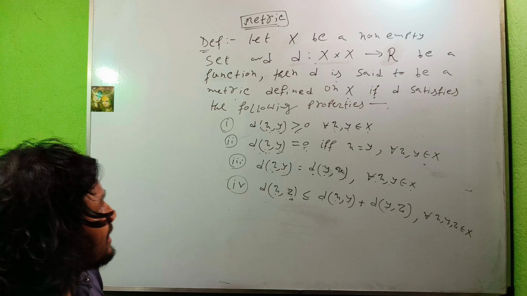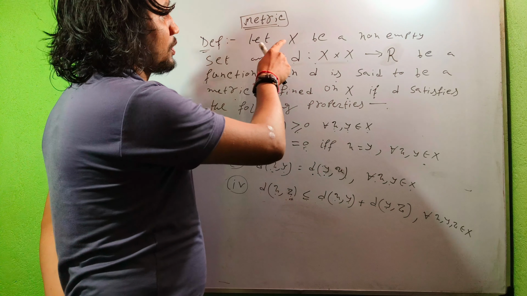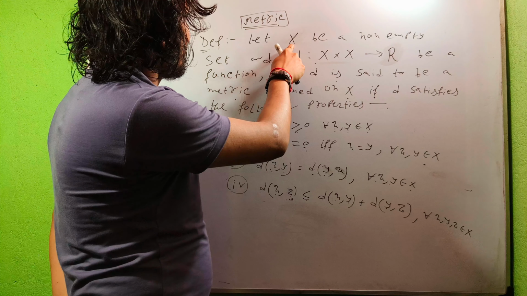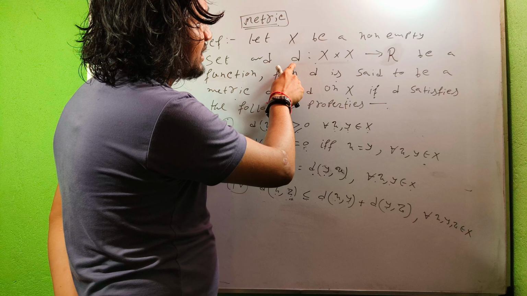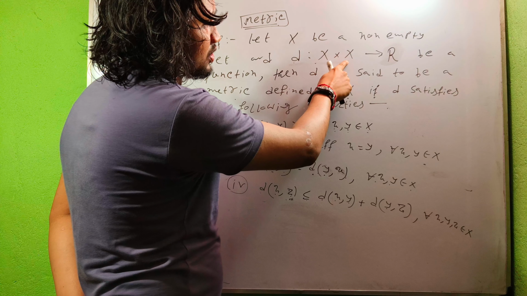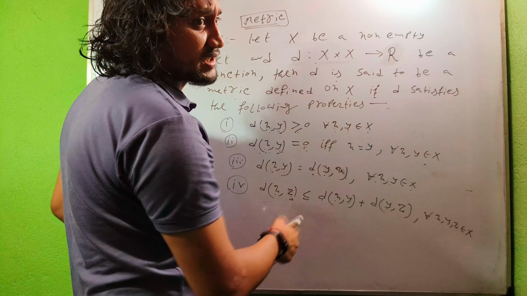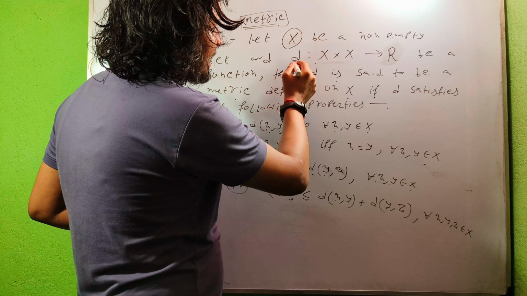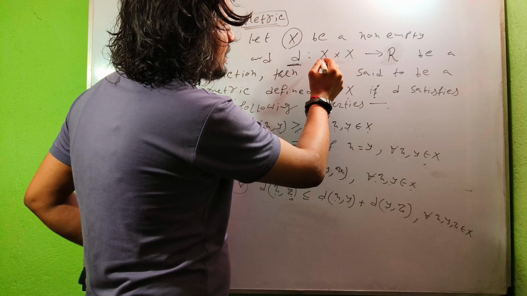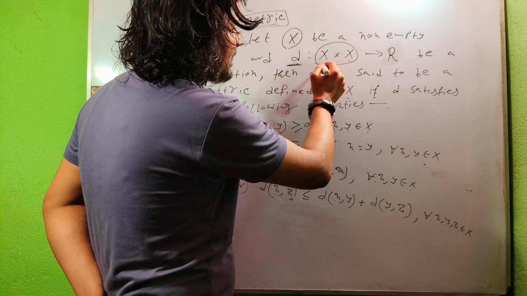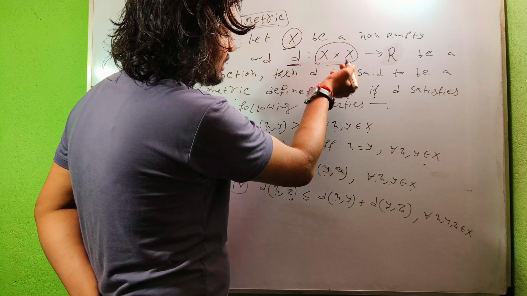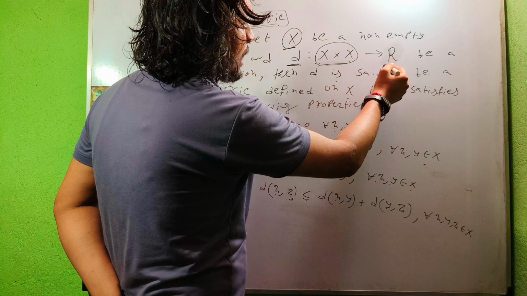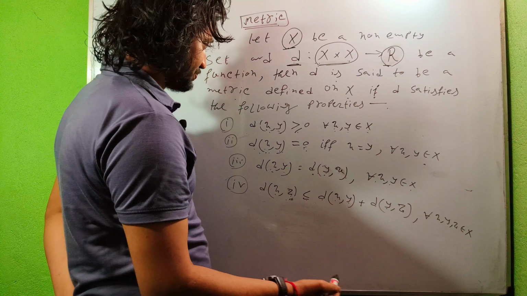The definition is, at first, let us consider a non-empty set X, and also consider a mapping D from X cross X to R, where R is the set of real numbers. X cross X means the Cartesian product of X with itself, and the mapping goes from X cross X to R, where R is the set of real numbers.